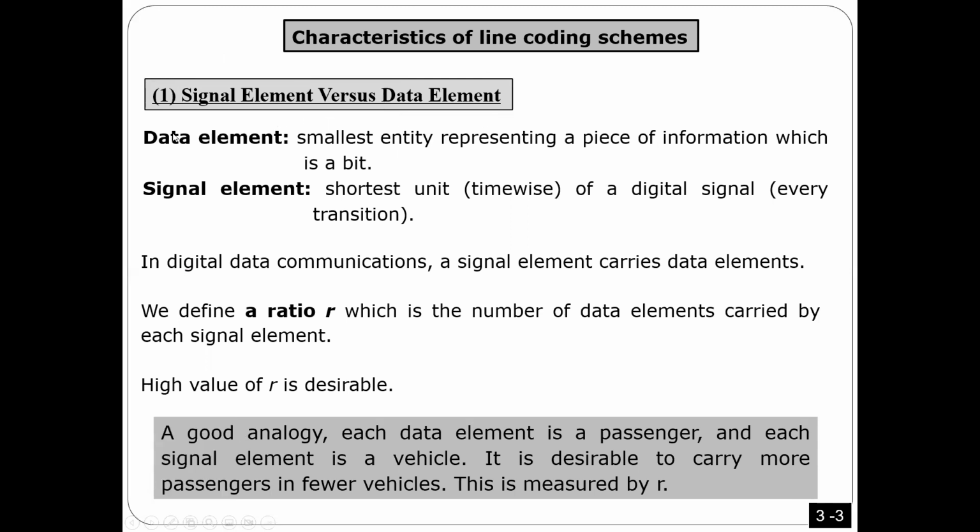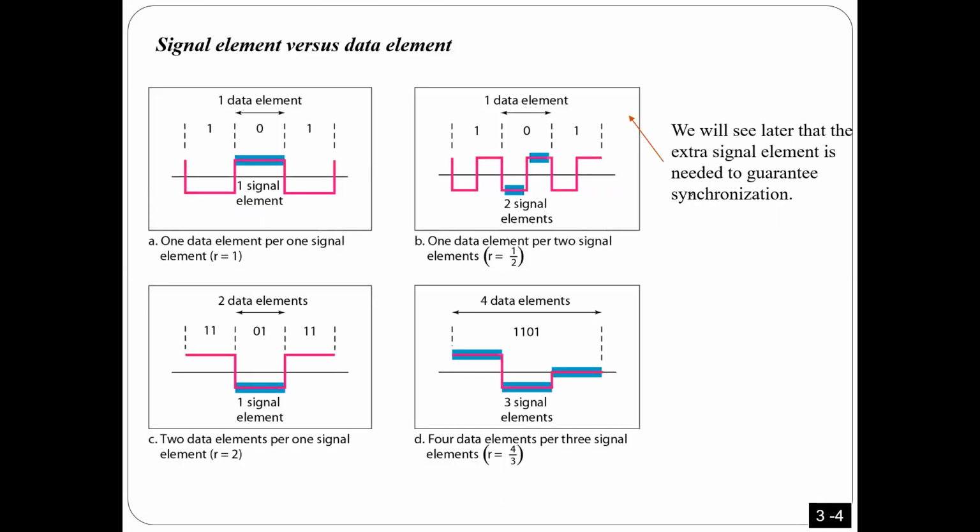Signal element is the shortest unit of time of the digital signal. Let me look at this one, and you will understand better. So try to see what I mean. This is the data. Always the data element is only 1 bit. This is a signal element, this is another signal element, and this is another signal element. Signal element is related to the signal, as you see here.